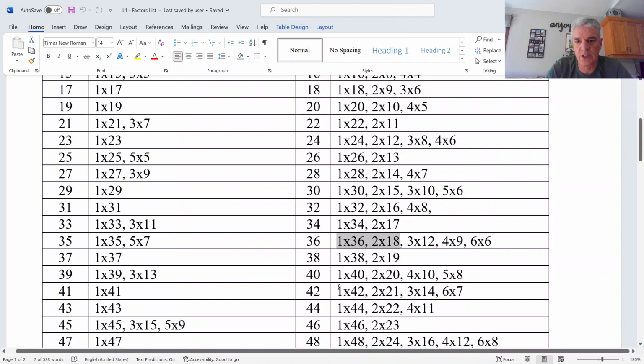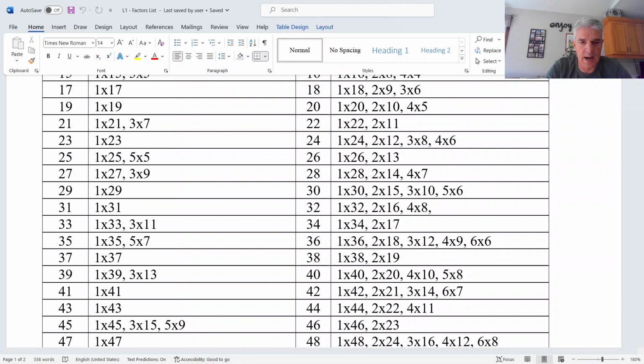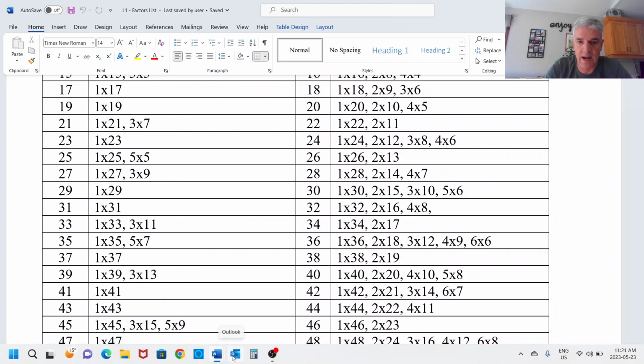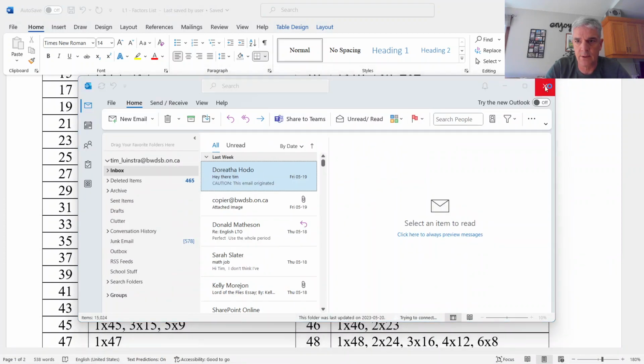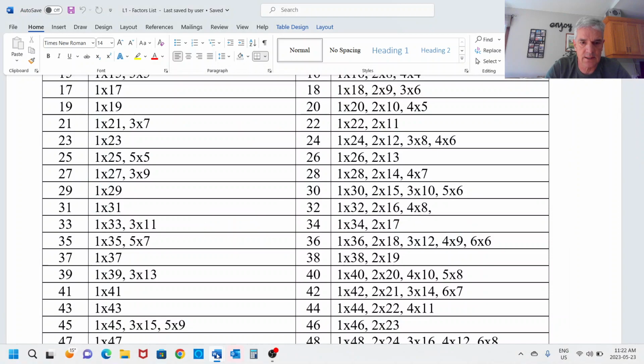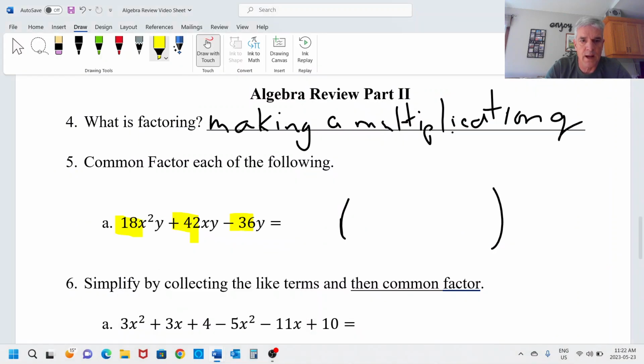Then I go to 42 and I look, well, there's no 18, unfortunately, and there's no 9, but there is a 6. So 6 turns out to be the greatest common factor of all these numbers. This is a skill you have to practice. You have to have your factor sheet with you if you're going to do this effectively. Oops, accidentally clicked on something there. We'll close that and go back here.